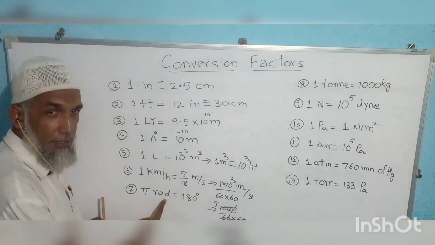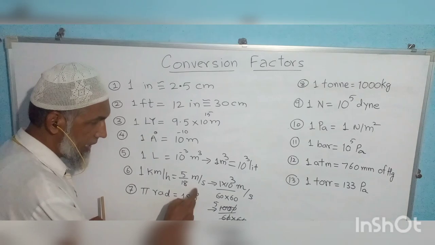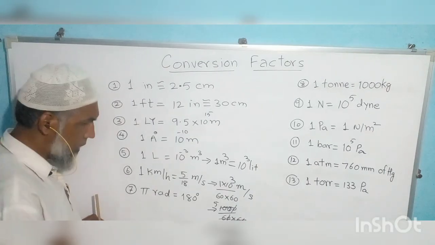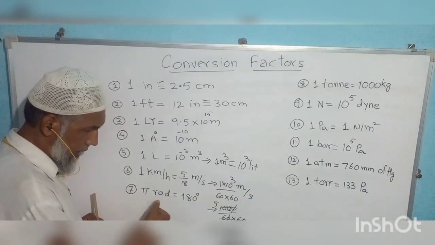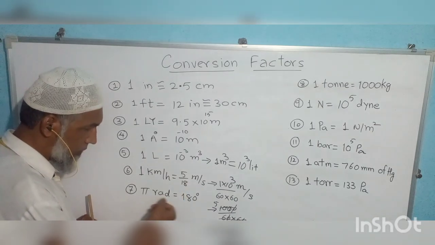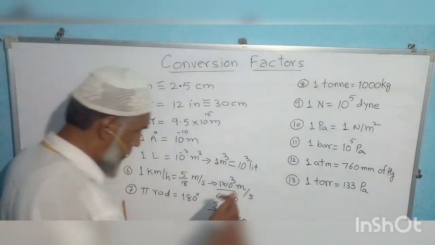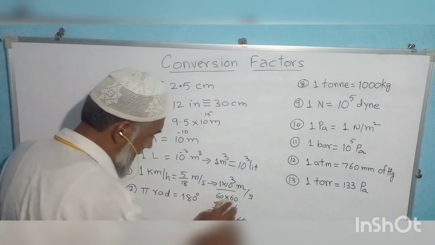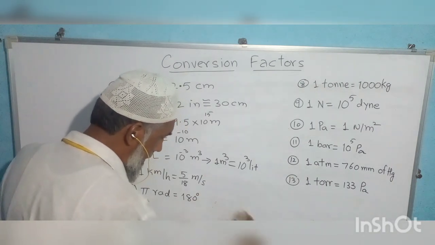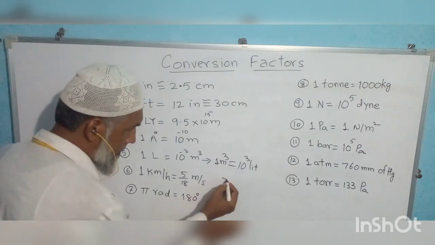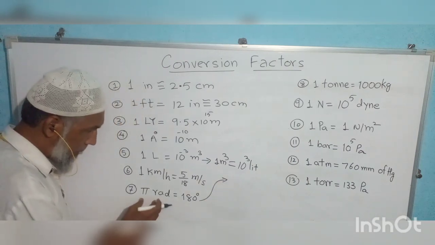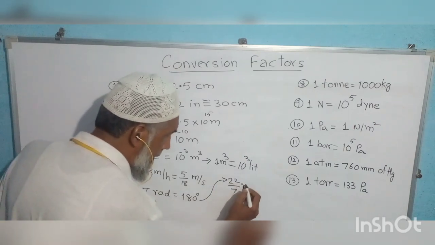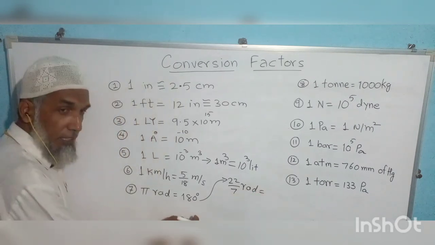Then pi radian. Pi radian is 180 degree. You can convert this, and for 1 radian, you want to know the value of 1 radian. So how can you do it? I will show you here. Pi radian. Pi means 22 by 7. 22 by 7 radian is equal to 180 degree.